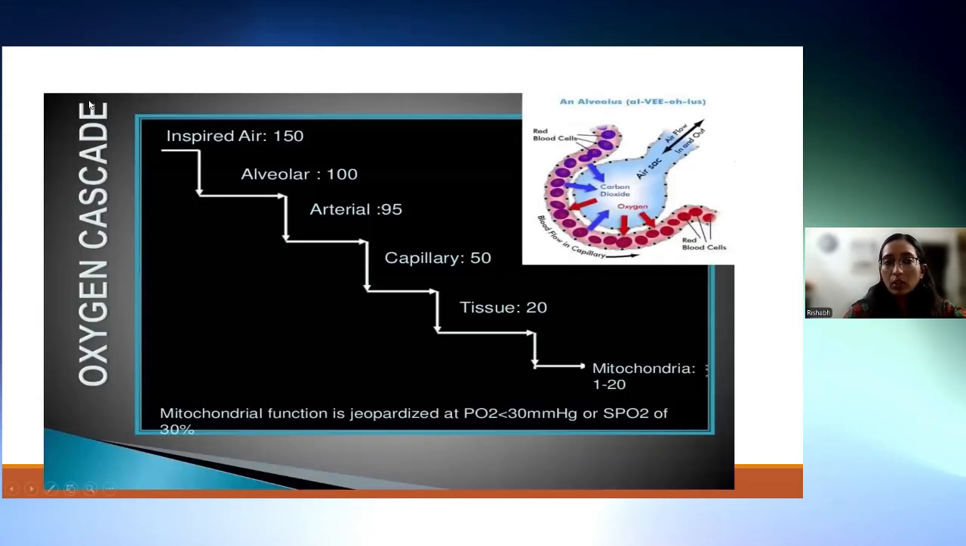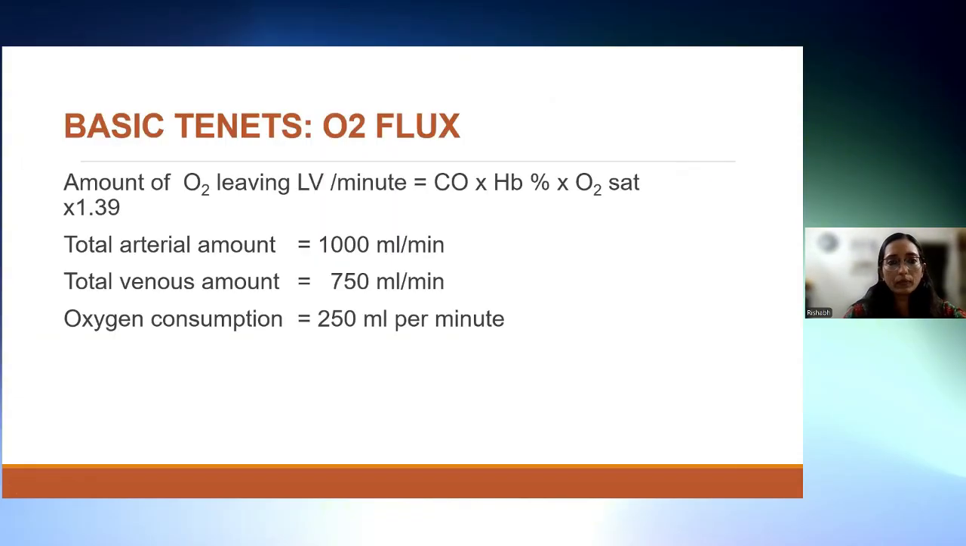If you see, this is the oxygen cascade. When you inspire oxygen, the inspired partial pressure of oxygen is about 150 in the atmosphere. As it passes through the alveolar, the arterial, the capillary, the tissue, and the mitochondria, the partial pressure of oxygen can be seen going down. What reaches the mitochondria is about 5 to 20 millimeter of mercury.